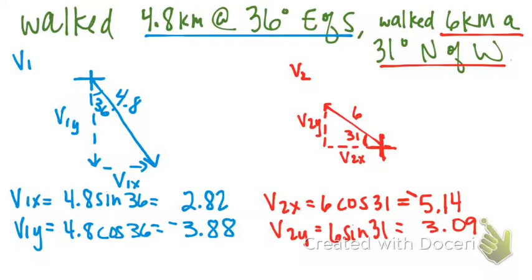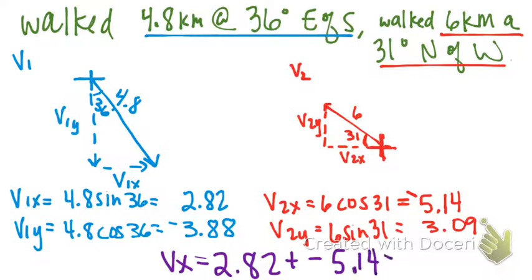All right, so now we've broken our components into their x's and y's. And so what's the next step? Add the x's, add the y's. Okay, so now I'm going to look at my total Vx equals 2.82 plus negative 5.14. 2.82 minus 5.14 gives me negative 2.32. So that's my x component, Vx.